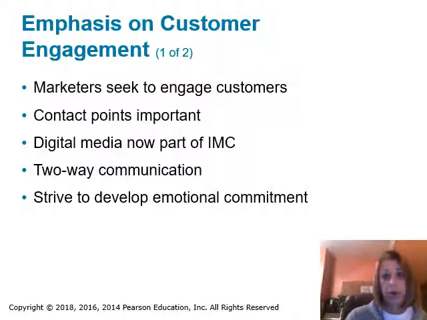With the increase in brand parity and the decline in brand loyalty, companies have placed greater emphasis on consumer engagement. Contact points between customers and the product are examined in an effort to improve communication in a relationship. And digital media is now a critical component of IMC plans because it provides this two-way communication. It is no longer sufficient to talk to customers. You must develop a dialogue with customers and build relationships. The goal, a deeper emotional commitment on the part of consumers towards the brand.